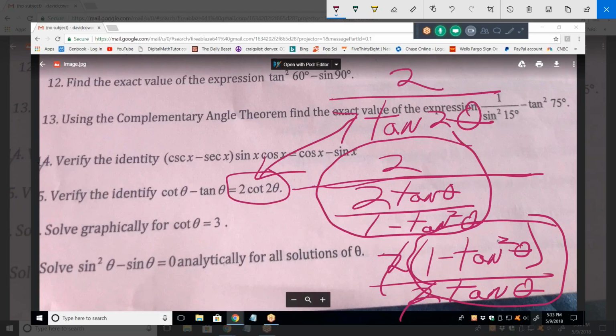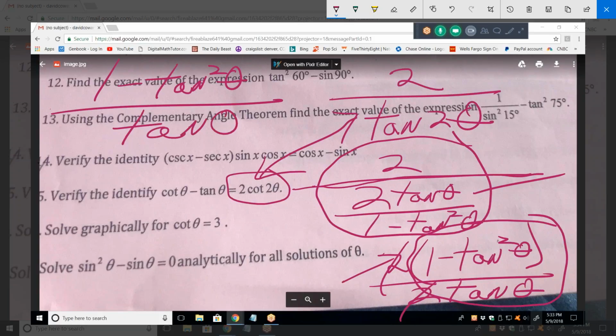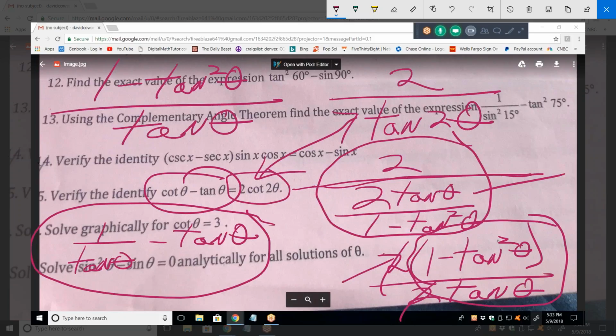So when I reciprocated this denominator and multiplied, I got that. The 2's cancel. I get 1 minus tan squared of theta all over tan of theta, and that's what that's equal to. That is cotangent of theta, which is 1 over tan theta, minus tan theta. Well, add those two or subtract those two fractions and you get this. Okay. That's equal to that.